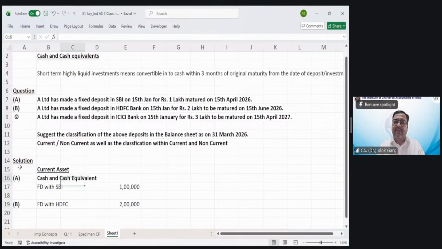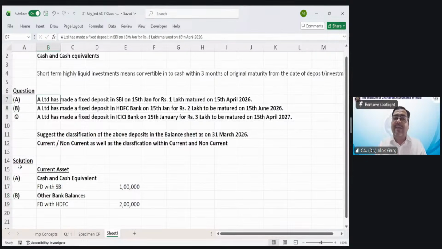It has to be part of the current asset only, but under current asset, which line item? Other bank balances. Other bank balances in the balance sheet under current asset, right?